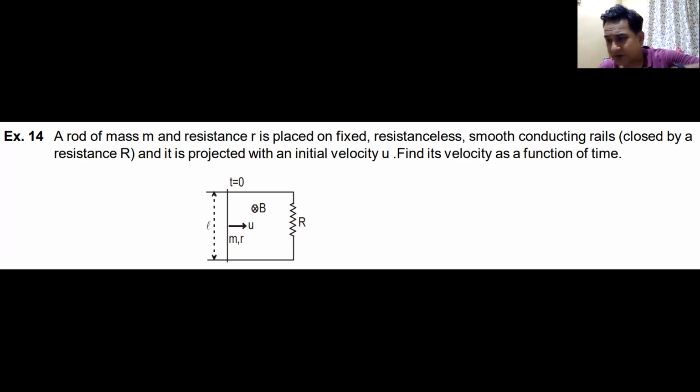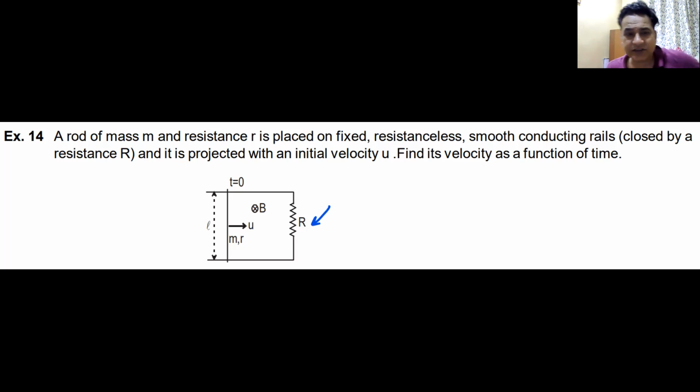5 or 6 or 7 questions of this nature are given in that particular book. So you can try it from there. This is one of those questions. A rod of mass M and resistance R. So the rod also has a resistance. Now the rod may not have resistance. There is a resistance capital R as you can see. So it doesn't matter. There is a resistance in the circuit.